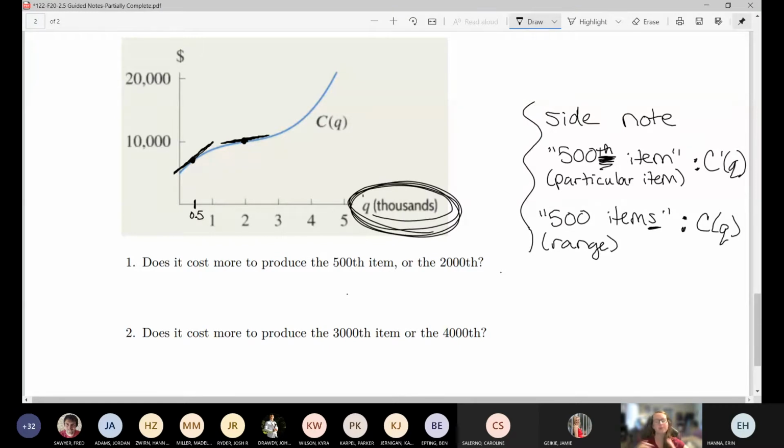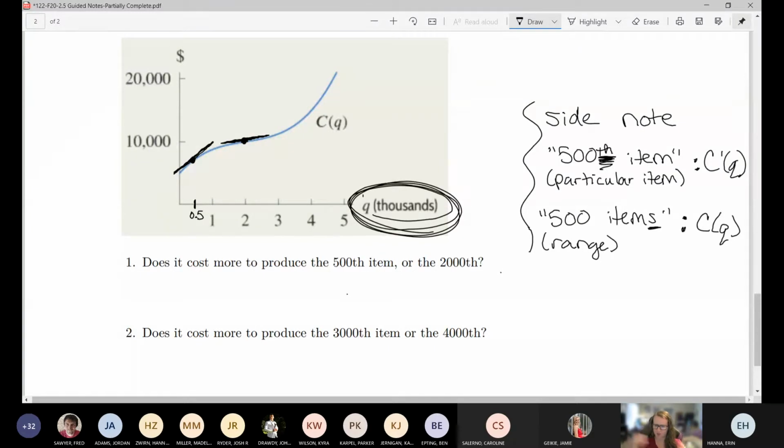It's not officially the way to do it, but that's a decent way to get a decent approximation of what it would look like. So we have these two lines that we kind of want to compare. Does it cost more to produce the 500th or the 2000th? Well, between those two line segments I've drawn, which one has the steeper slope?